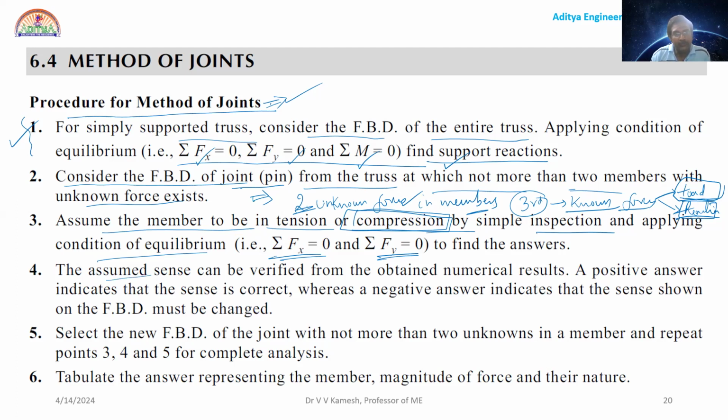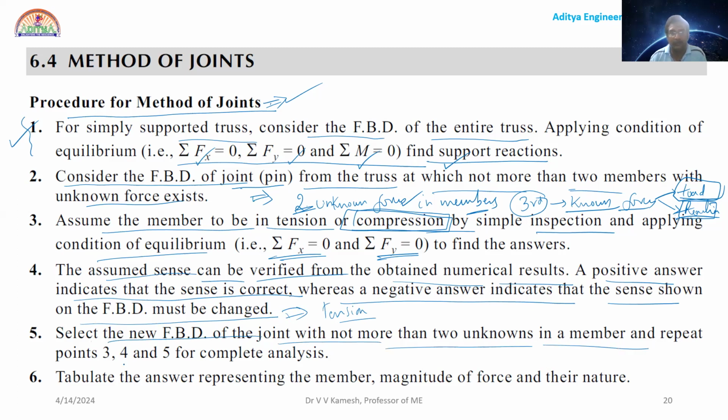And the fourth one, the assumed sense, that means either tension or compression, can be verified from the numerical results. A positive answer indicates that the sense is correct. So initially I assume compression; if I get a positive answer, compression is correct. Suppose I get a negative answer, then the sense shown on the free body diagram must be changed, that means it will become tension. Now you need to select a new free body diagram of the joint with not more than two unknowns in a member and repeat the points 3, 4, 5 for complete analysis.